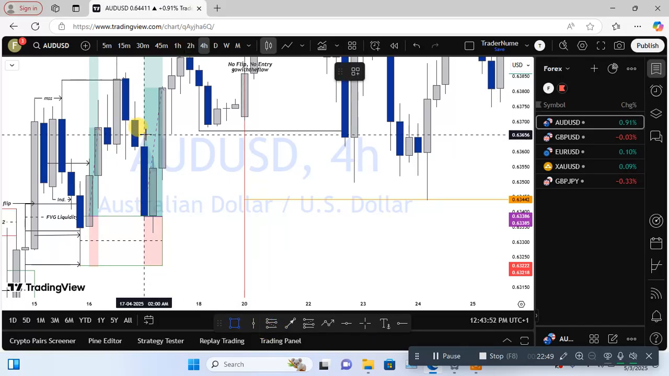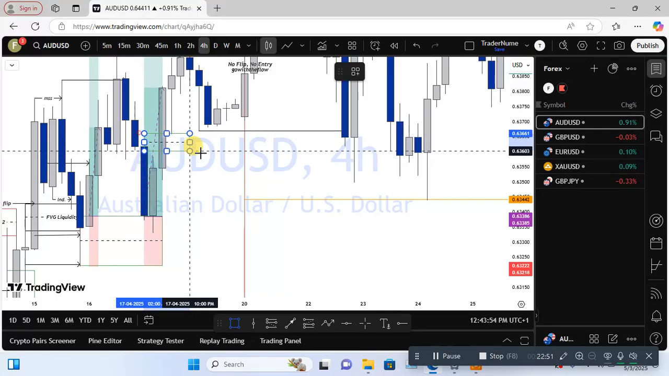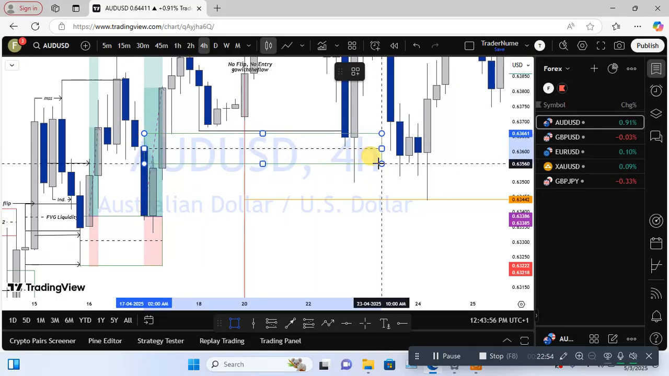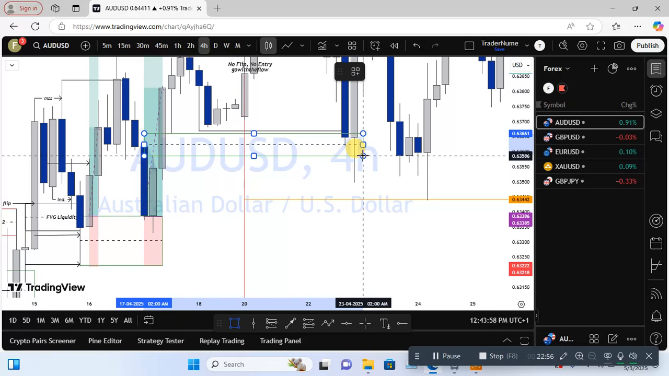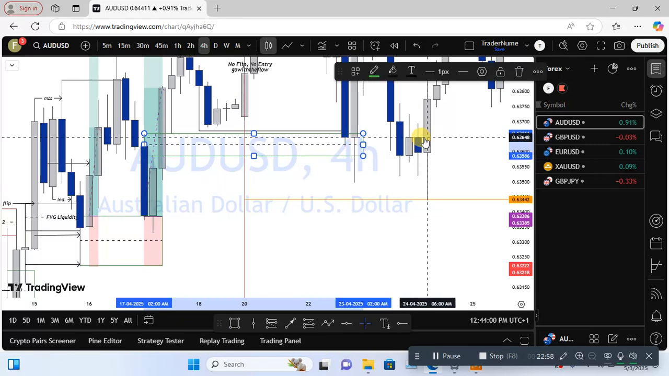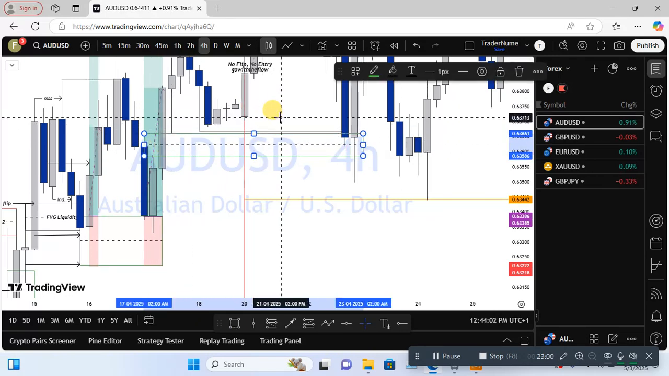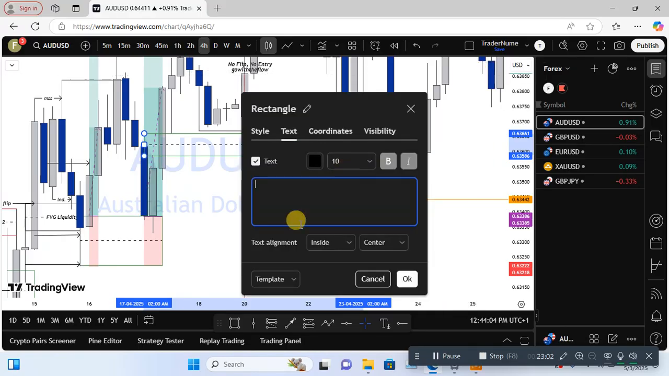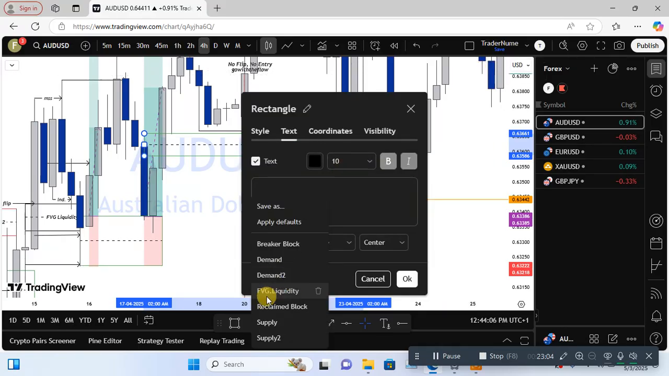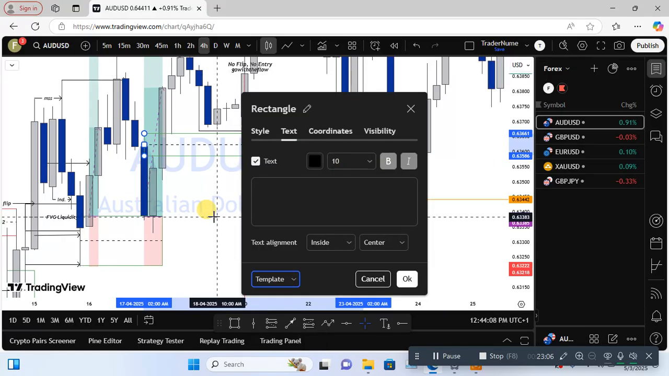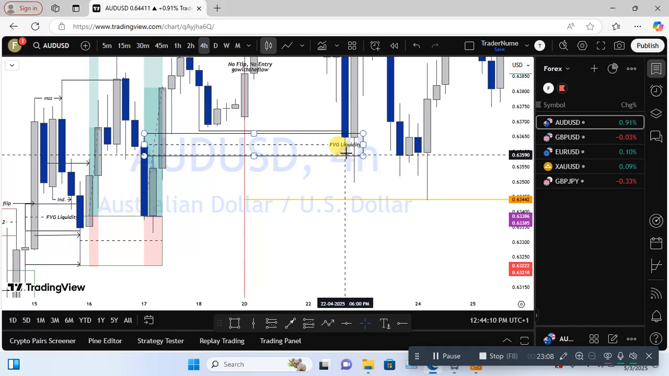Now we are using the 4 hours time frame for clarity so that you will see the candles properly. So we know that this fair value gap will be taken after price takes the weekly low. So we are going to mark it as our fair value gap. It's also a liquidity point. That's why I call this fair value gap liquidity.